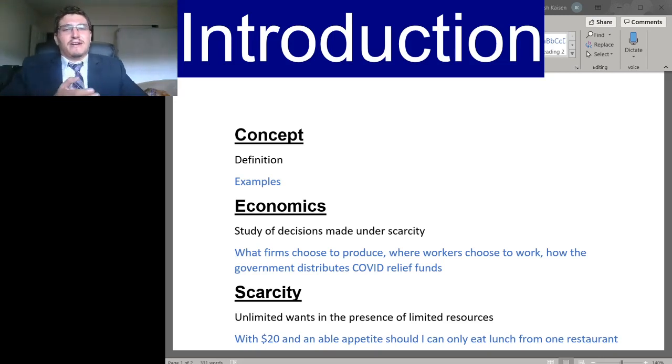So the very broad definition of economics is that it's the study of decisions made under scarcity. Scarcity being, I mean, it's a very understandable concept, but the technical definition is the fact that we have unlimited wants in the presence of limited resources. We will never be able to get everything that we want. Maybe reflective of a Rolling Stones song. There's just limited resources. How do we distribute it?